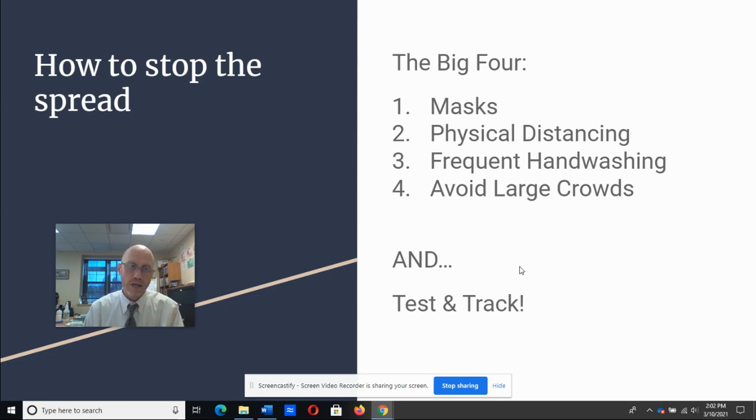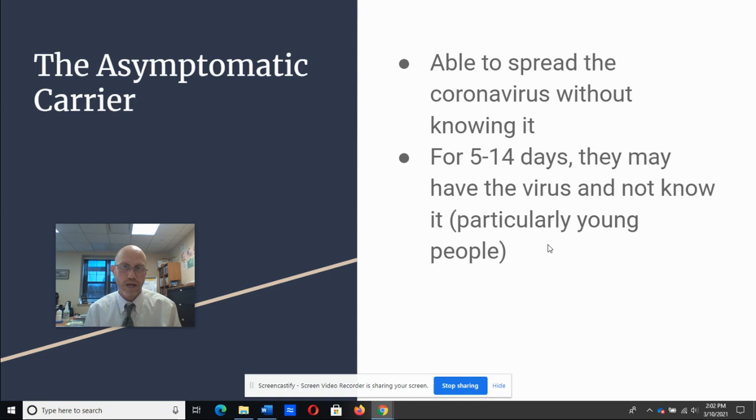The other big thing that allows us to stop the spread of the coronavirus is testing and tracking, right? And we don't have anything in process for that or in place for that. So let's talk a little bit about why that's important.